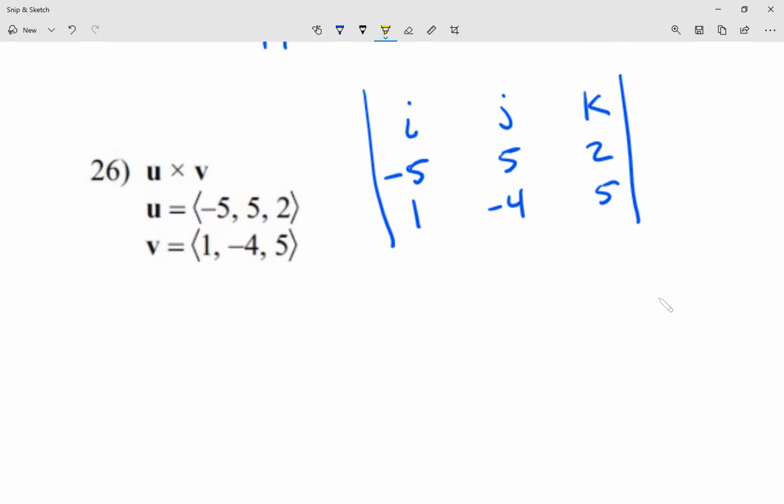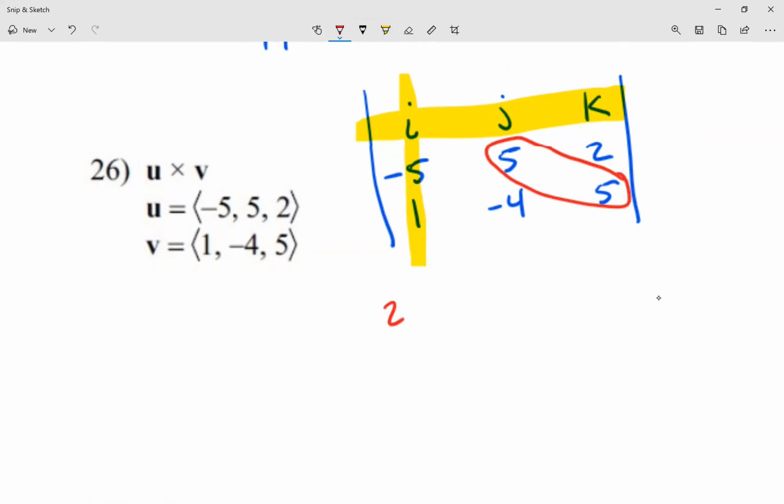Let me make this into a matrix. So let me find the discriminants. For the I value, I have to cross out the I column, and I have to cross out the letters row. And then I'm going to cross multiply. 5 times 5 is 25, minus negative 4 times 2, which is a negative 8. 25 minus a negative 8. Keep in mind that minus a negative becomes plus. 25 minus a negative 8 is positive 33. And that's my I value.